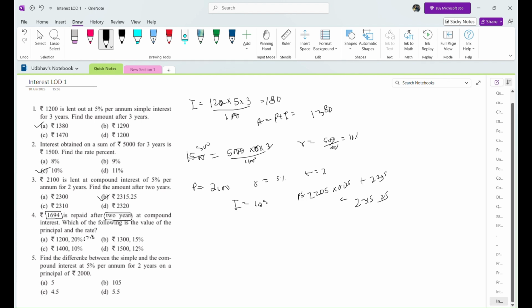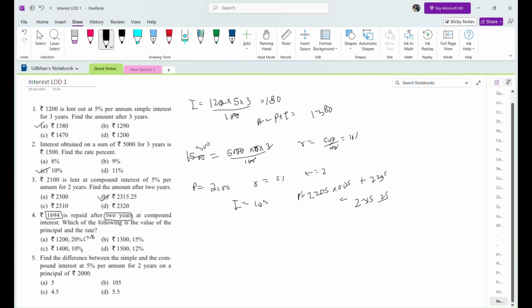For 1400 at 10%, we'll be getting 140 as the interest, and when we add that, we'll get 1540, and again 10%, 154 rupees.